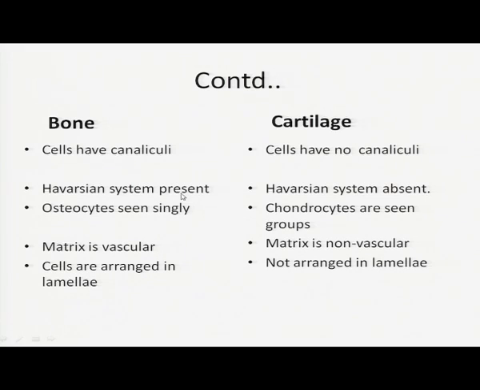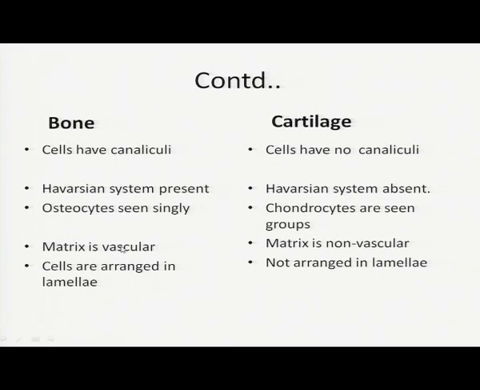Haversian system is present in the case of bone, the circular units that we call the Haversian system or even osteon. But in cartilage, the Haversian system is totally absent. Osteocytes, as you have already seen in bone, are seen singly, not in groups. But in cartilage, the cells are seen in groups of either 2 or 4. Very rarely the cells are seen singly.